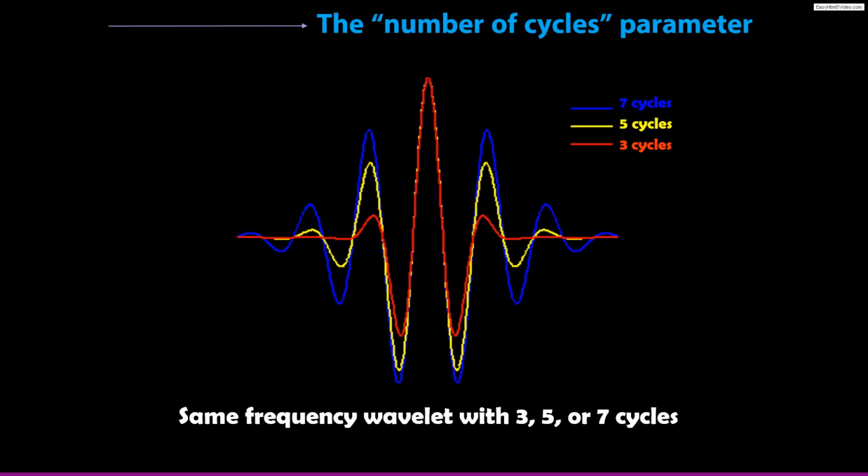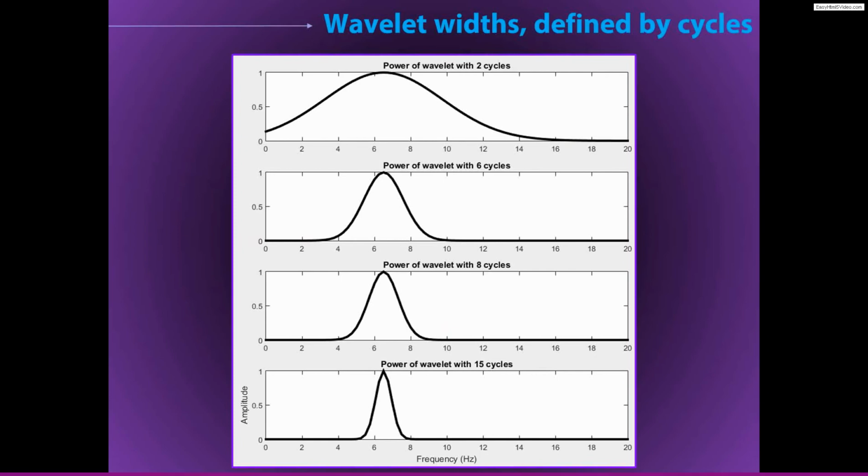Okay, so this is thinking about it in the time domain and the effects on the temporal precision of the results. Now let's think about how this is going to affect the frequency precision of the results. And now what you can see here, this is a little bit confusing initially because these are Gaussians, just like what I showed 2 slides ago. But 2 slides ago I showed Gaussians in the time domain.